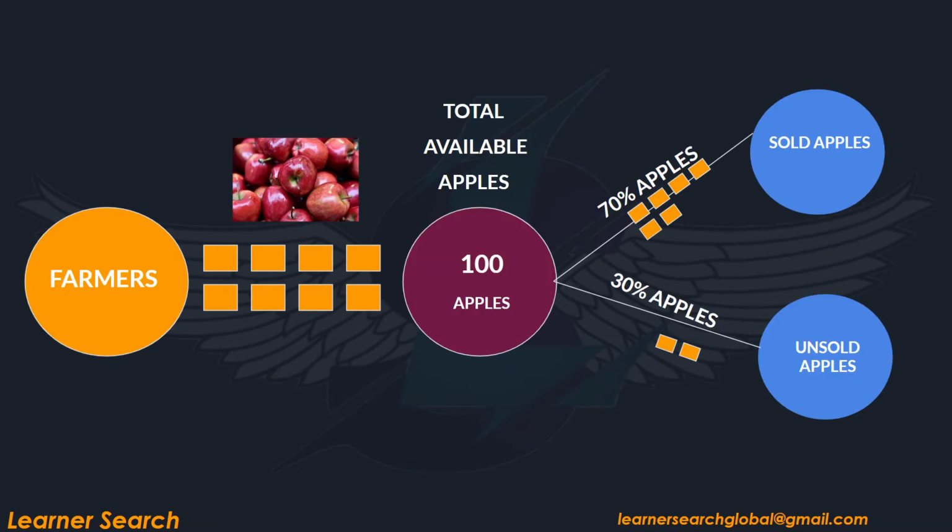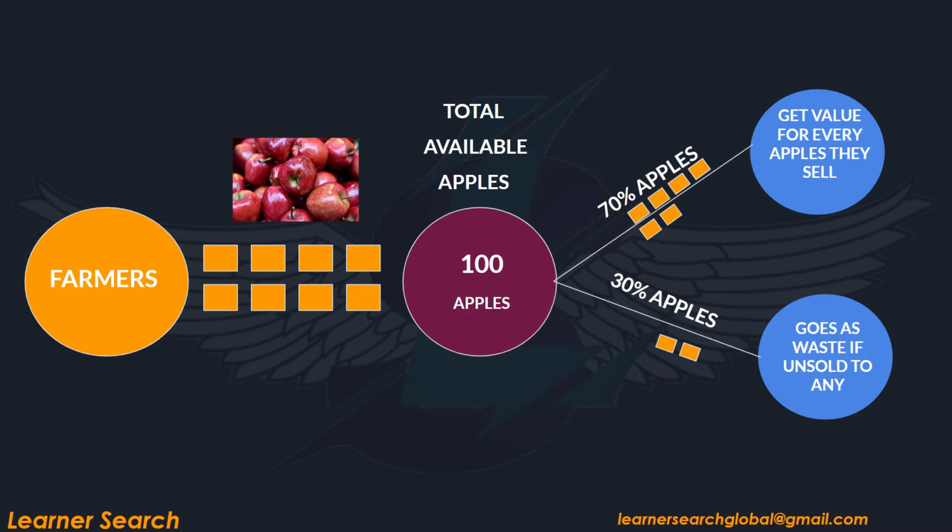buyers. Let's assume the number of apples ready to sell is 100. Out of the total number of apples, in one case 70% of apples were sold, leaving 30% unsold. For sold apples, the farmer gets value for every apple they sell. For unsold apples, those are considered as waste if they are not sold to anyone. We can refer to the apples that have been sold as premium apples. Unsold apples can be referred to as remnant.